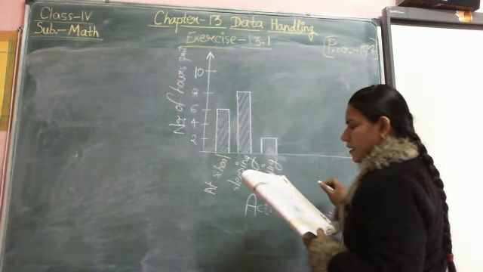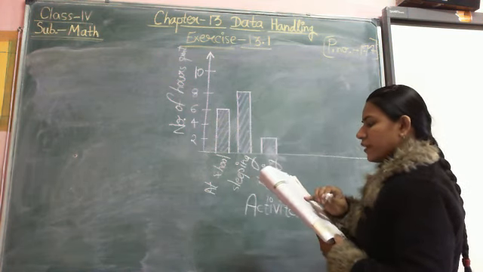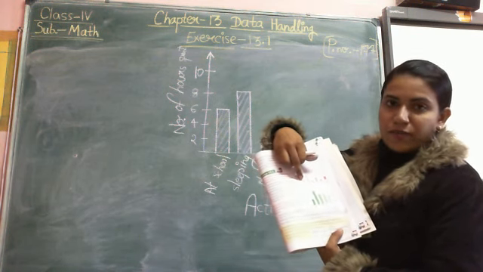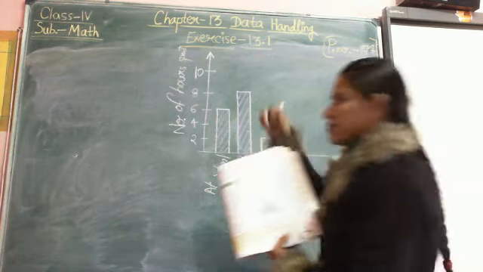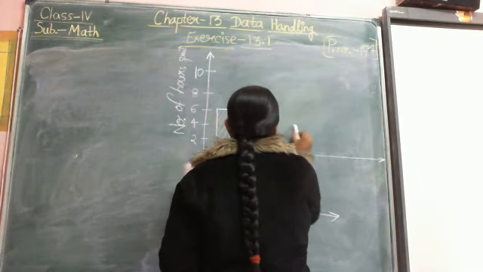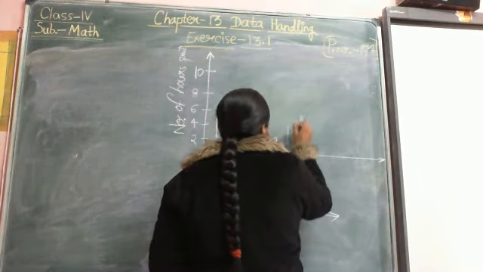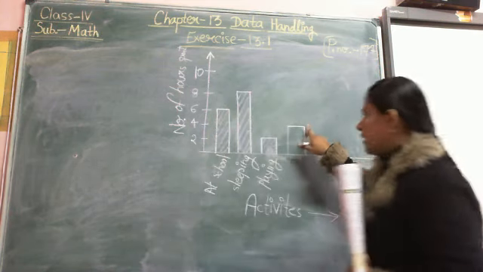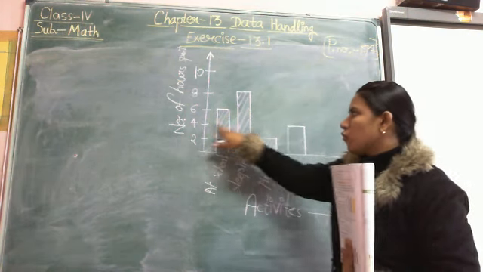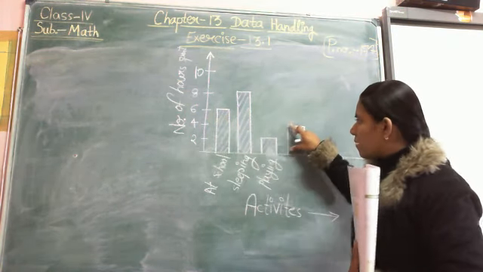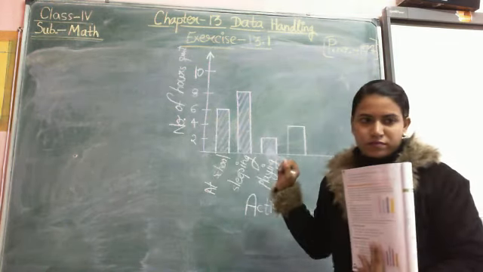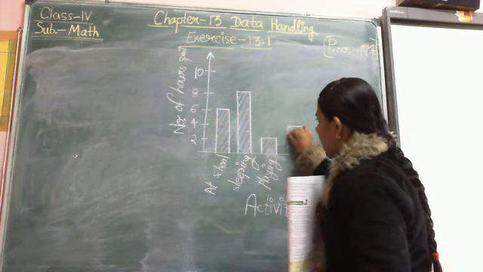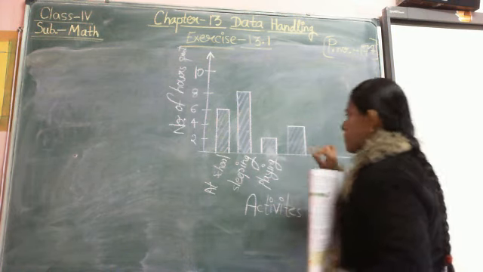Next activity is cricket coaching. In cricket coaching, the length of the bar is up to 4. It means he spent 4 hours. See, the length of my bar is up to 4. So with the help of a scale and pencil, you will draw bars properly. Okay.